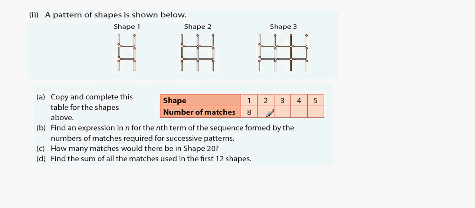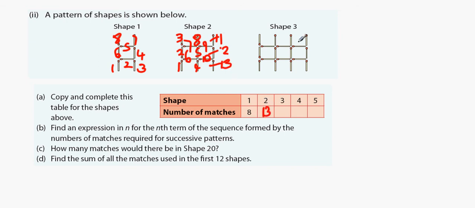Okay, a pattern is shown below. Copy and complete this table. So we know there's 8 in the first one: 1, 2, 3, 4, 5, 6, 7, 8. Let's look at the next one. We know that there's 8 to this point here: 1, 2, 3, 4, 5, 6, 7, 8. Let's go 9, 10, 11, 12, 13. So there's 13 in the second one.